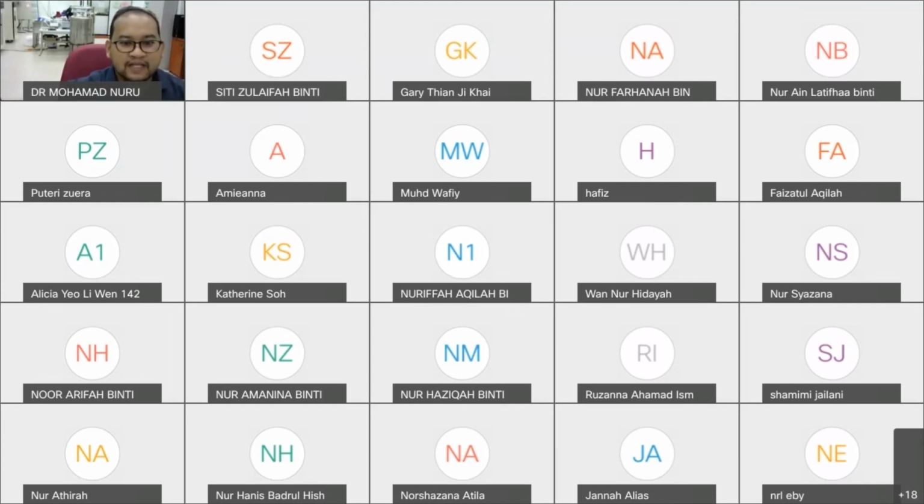Ada lagi nak tanya? Siapa nak tanya? Boleh type ke? Sebab kadang I rasa speaker ni tak okey lah. Siapa nak tanya? Last. Siapa nak tanya? 1. Siapa nak tanya? 2. Siapa nak tanya? 3.